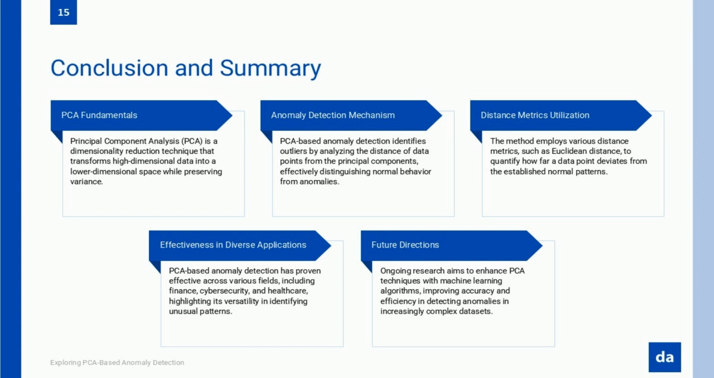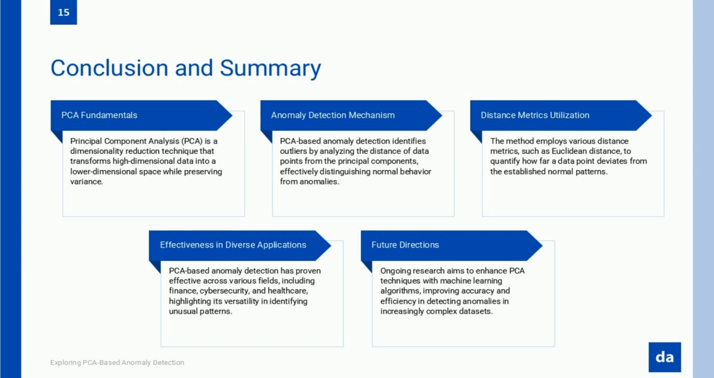Principal component analysis, PCA, is a powerful dimensionality reduction technique that helps in filtering out noise, simplifying complex data sets, and making anomalies more detectable. By projecting data onto a lower dimensional space while preserving key variance, PCA allows us to spot deviations that wouldn't be obvious in raw data. This makes it especially useful in high-dimensional datasets where traditional anomaly detection methods struggle.